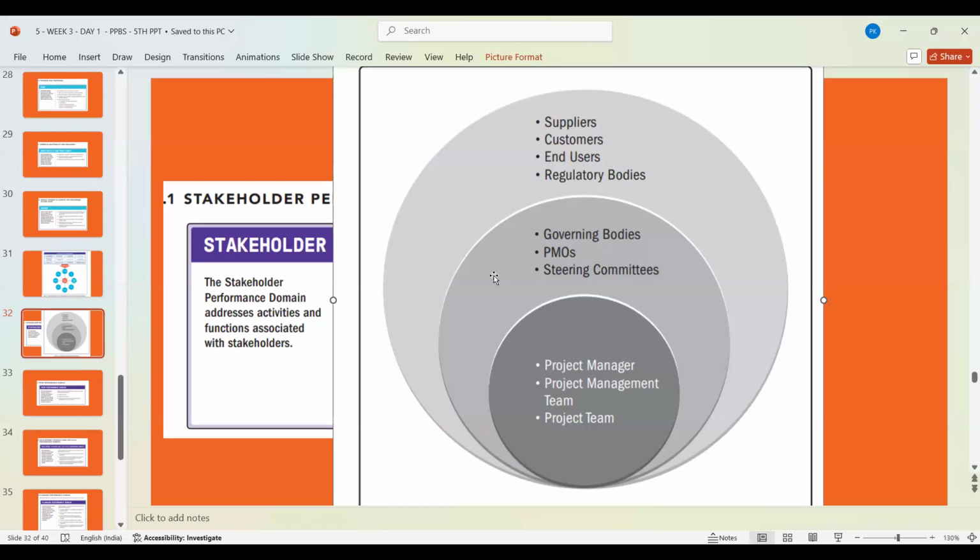Governing bodies, PMOs, steering committees. Thank you so much for reading it out. So here we are saying governing bodies, PMOs, and steering committees.